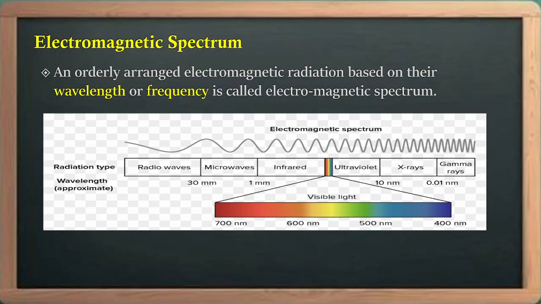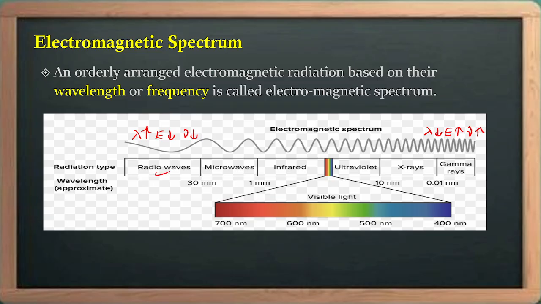In that we have arranged all the electromagnetic wave radiations in the decreasing order of their wavelength. Initially we have the radio waves whose wavelength is too high, energy is too less, and frequency is too less. So in the decreasing order of their wavelength and increasing order of their energy and frequency. Here energy is too high, frequency is too high, wavelength is too less.